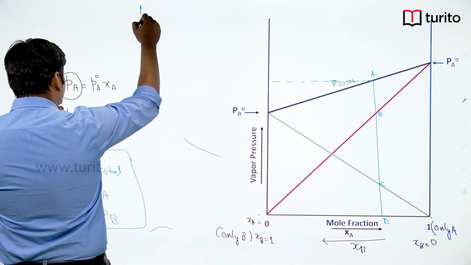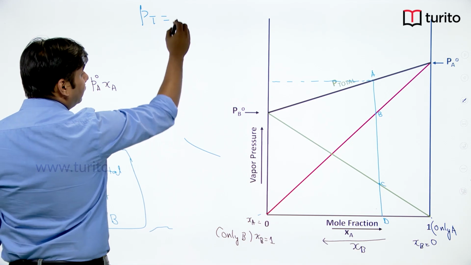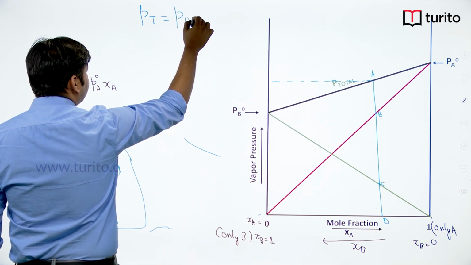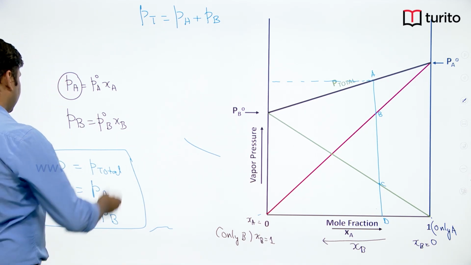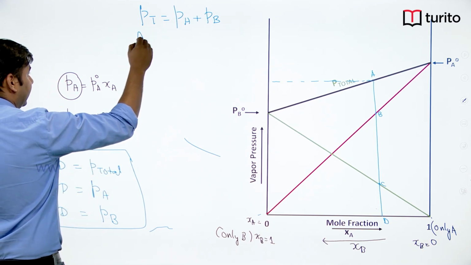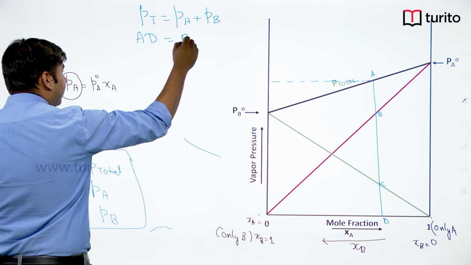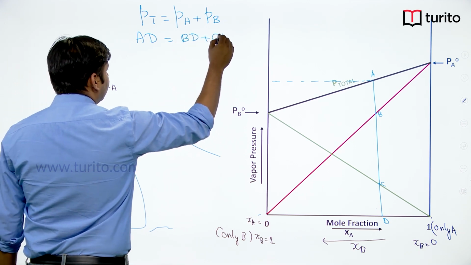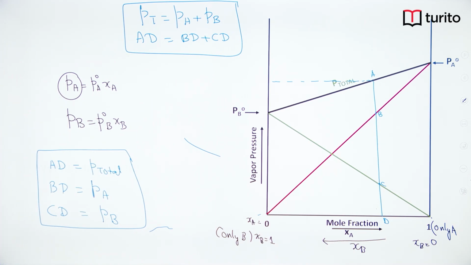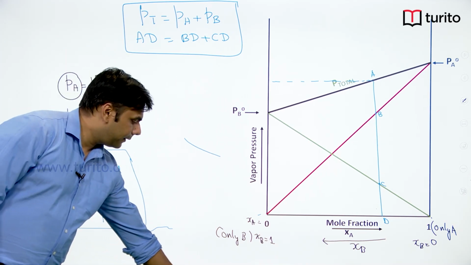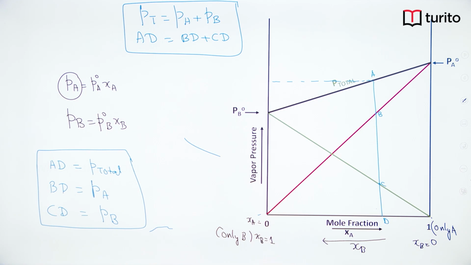So we will say that the total pressure is equal to partial vapor pressure of A plus partial vapor pressure of B. So when I put this, I will say that AD is equal to BD plus CD. Again, a very important question can come on this. Hope this graph is clear to everyone. So this is basically Raoult's law for a binary mixture in which both the components are volatile.